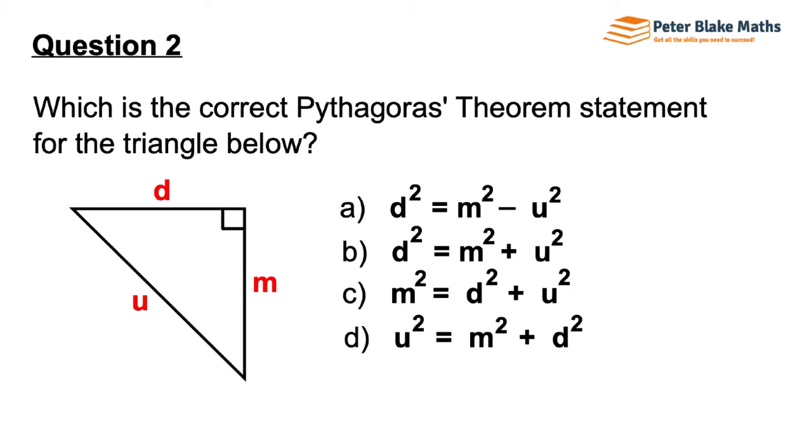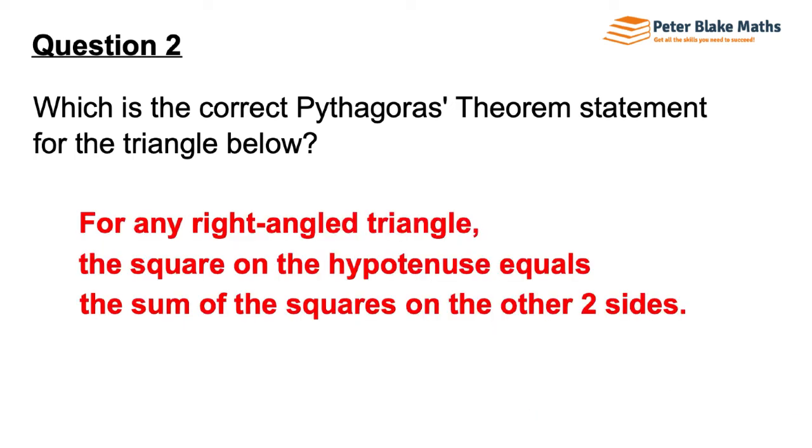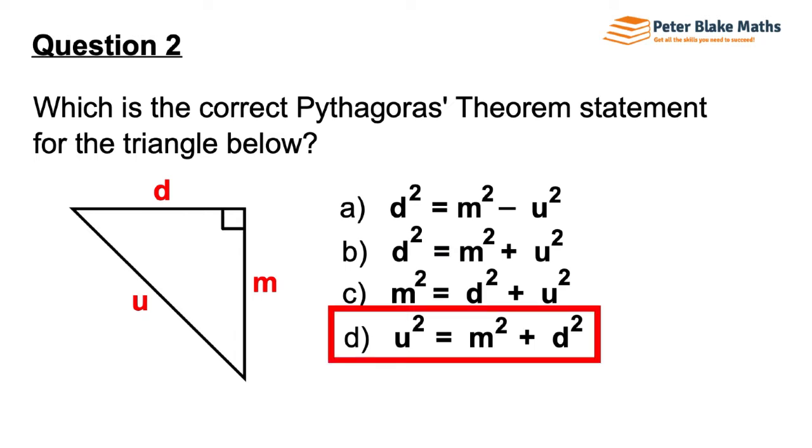Question 2. Which is the correct Pythagoras theorem statement for the triangle below? For any right-angled triangle, the square on the hypotenuse equals the sum of the squares on the other two sides. So the hypotenuse is U, and the other two sides are D and M. So the square of U equals the sum of the squares on the other two sides. So U squared equals M squared plus D squared is the correct Pythagoras theorem statement for this triangle.